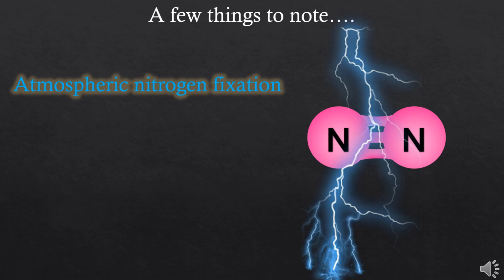It's still worth mentioning that in the atmosphere, lightning can break the triple bond in atmospheric nitrogen. Nitrogen will then react with oxygen to eventually turn into nitrates, which are heavily used by plants as a nitrogen source.